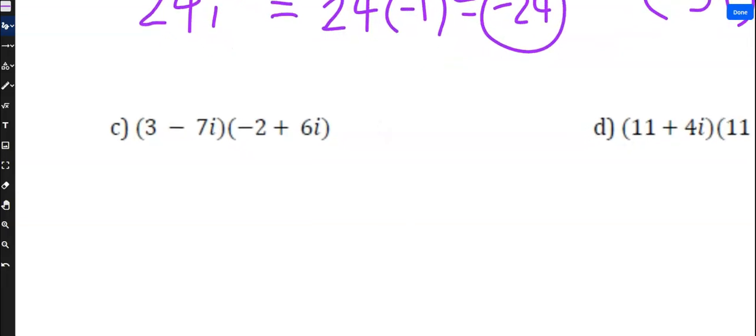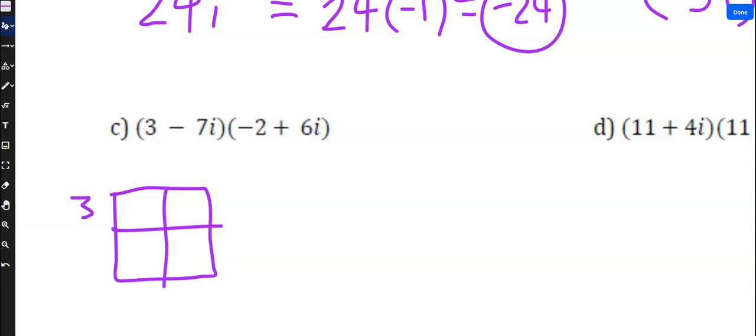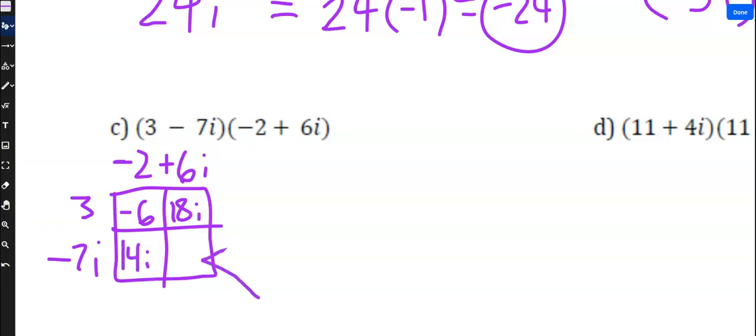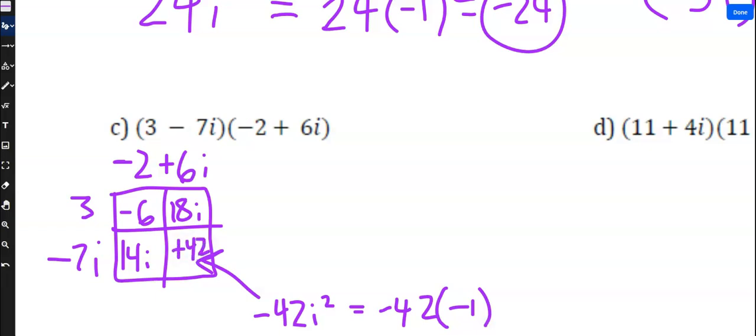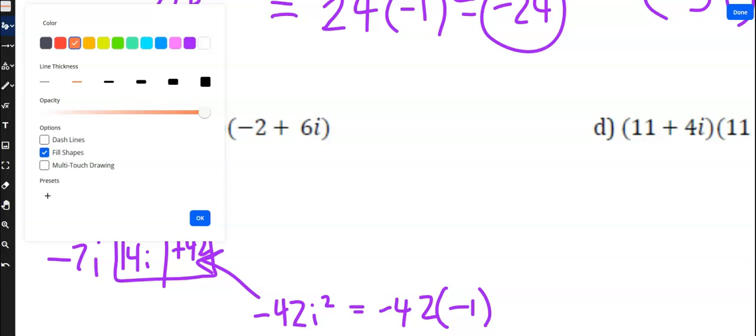So here we're just doing FOIL, right? Now, I don't care if you use a box, don't use a box. 3 minus 7i and negative 2 plus 6i. You get negative 6 and 18i and 14i. And then lastly down here in this corner is negative 42i squared. And that's the same thing as negative 42 times negative 1, or plus 42.